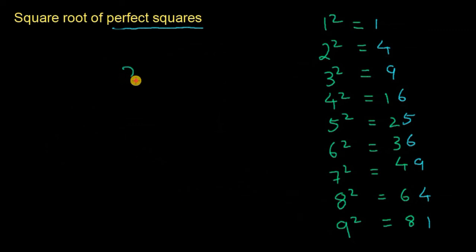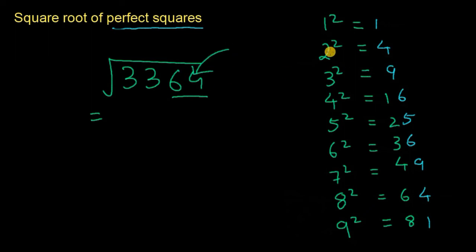Let us choose the number 3364. You again group the last two digits. You see what the last digit is. It is 4, so it's going to be 2 or 8. Let us take the first two digits, 33. 33 lies between 25 and 36. So you choose the smaller number, that is 5. So the first digit of our answer will be 5.